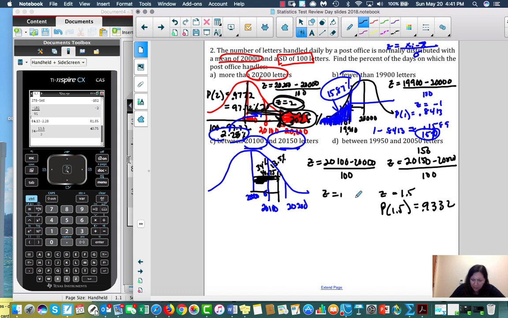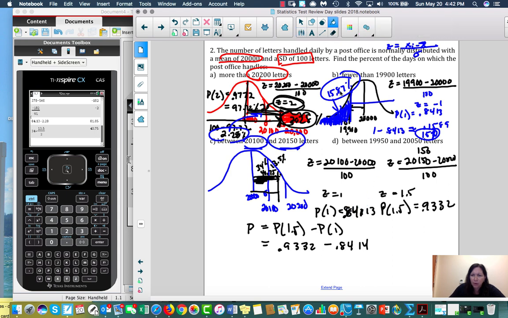And P of 1, we know this one. We've already done this before. 84.13. And what I have to do with this is I have to say, well, the percentage is going to equal P of 1.5 minus P of 1. So what's 1.5? So that's going to be, let's see here, 0.9332 minus 0.8414. Oh, sorry, that was P.